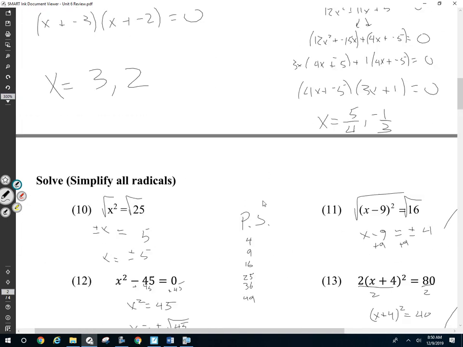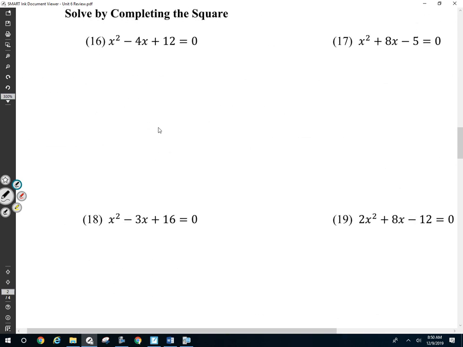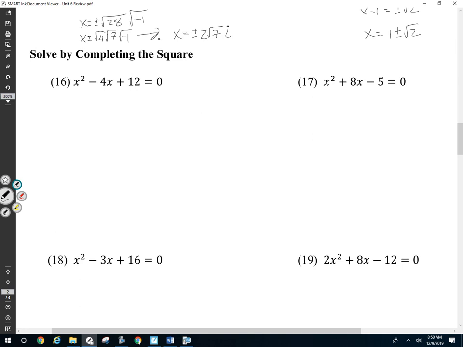Okay, great. So this is using square roots. We saw some imaginary answers. We need to be ready for that. We complete the square as well. Completing the square is a great technique. You can solve any quadratic.